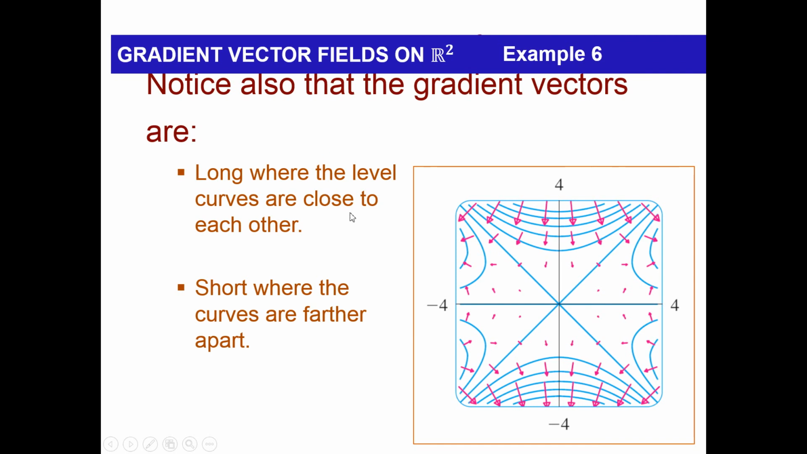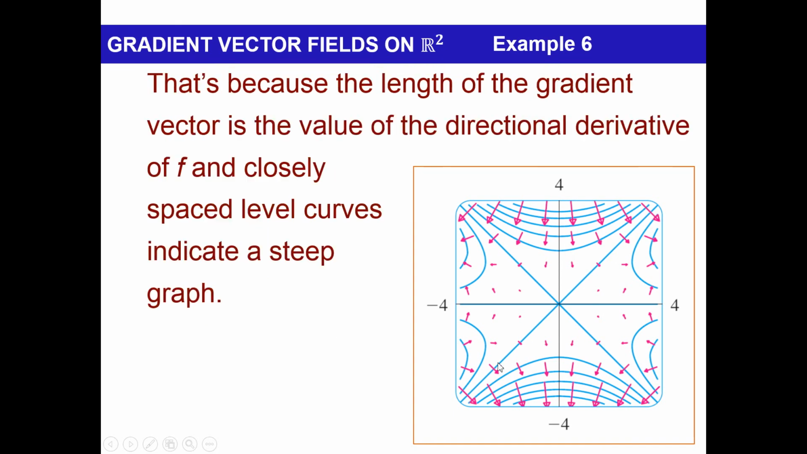gradient vectors are long where the level curves are close to each other. Short where the level curves are farther apart, right? And that is because the length of the gradient vector is the value of the directional derivative of f, and closely spaced level curves indicate a steep graph, right?